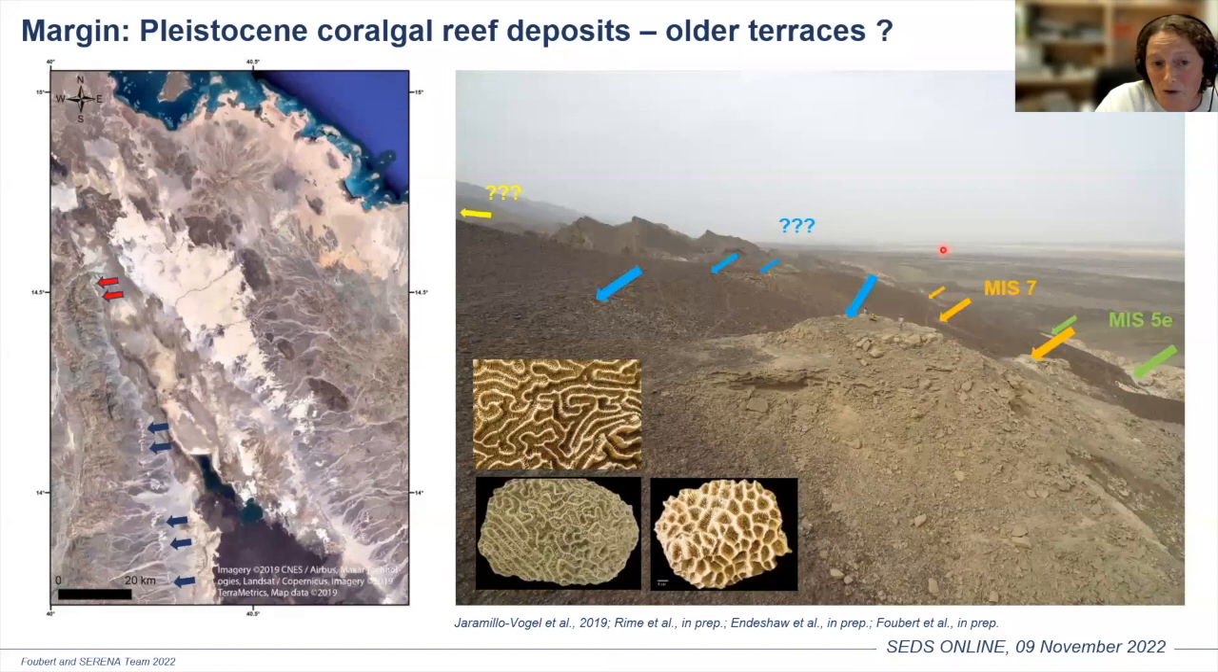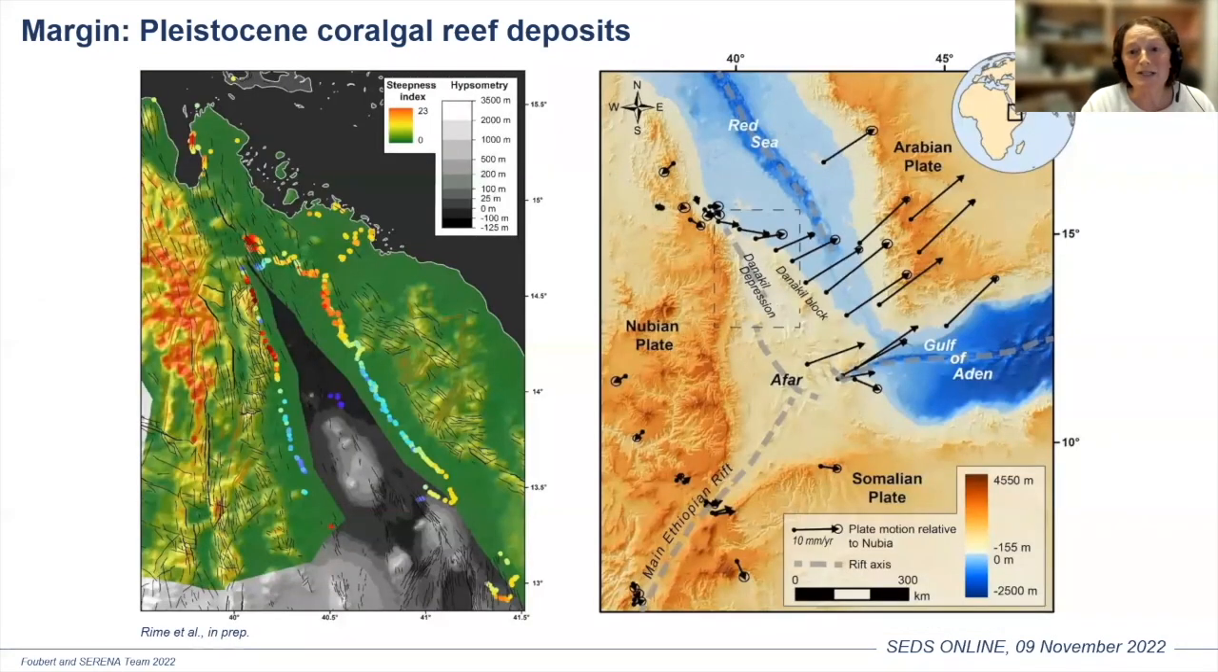So in the northern part of the depression, marine isotopic stage 7 corals are lying on top of marine isotopic stage 5e corals. We think that coral reef terraces 3 and 4 are even older, but we never could date them because the corals look altered. Here you see a compilation of all the elevations of marine isotopic stage 5e reefs and marine isotopic stage 7 reefs in the Danakil Depression, superimposed on a steepness index map.